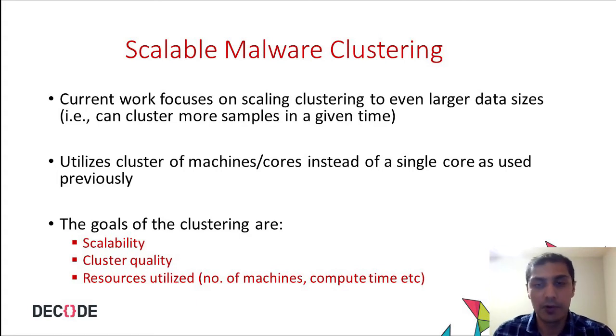It ought to be highly scalable because we are dealing with millions of items at least. So we want to be able to cluster in a reasonable amount of time. The second constraint was the cluster quality. In order for the clustering algorithm to be useful for the analyst, the clustering quality has to be quite good. And the third goal was to optimize the resources utilized, like number of machines and compute time, which would really help us deploy the clustering mechanisms in practice.